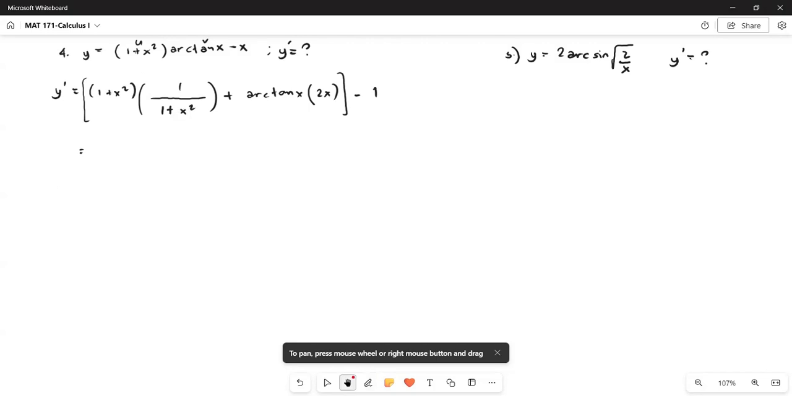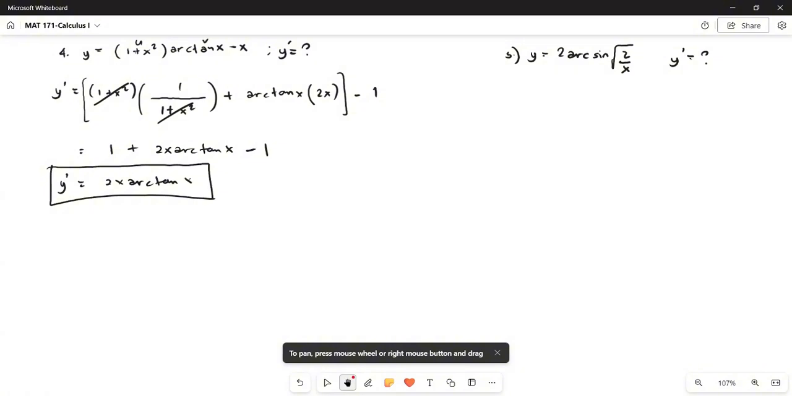So as you can see, dun sa ating first term, meron kang 1 plus x squared sa taas and meron ka ring 1 plus x squared sa baba. Therefore, you could just cancel them out. Therefore, itong buong term na to is just equal to 1. Plus, we have 2x here, 2x, tas arctangent x plus minus 1. As you can see, ito ay negative 1, ito ay positive 1. Pag pinag-combine mo, equal lang sa 0. Therefore, our first derivative will be just equal to 2x arctangent x. So, ito na ang ating final answer.